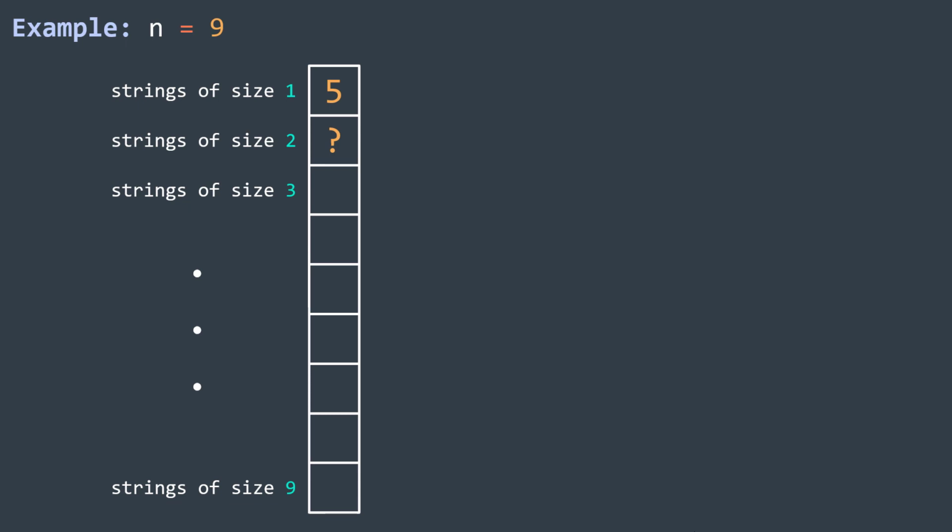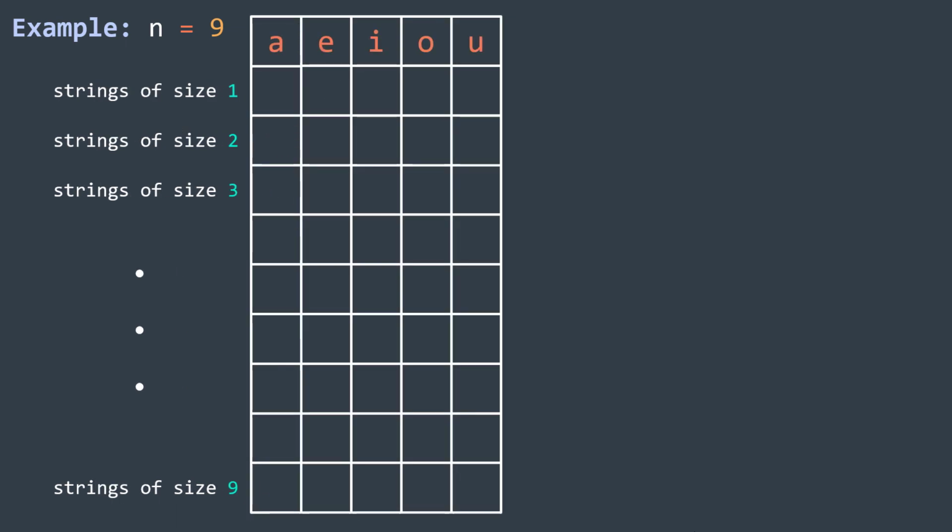So instead of having a 1D array, we will have a 2D array of n rows and 5 columns, where each column represents a vowel. So in the first row, instead of having 5, we'll have 1, 1, 1, 1, 1, because with size 1, we have one string that starts with A, one string that starts with E, and so on. Okay, but how to fill the remaining rows?